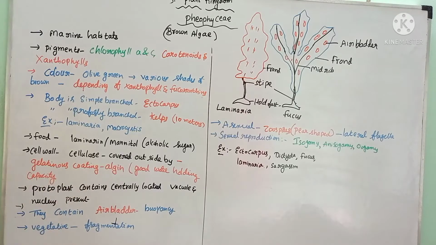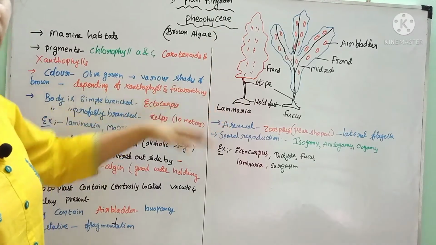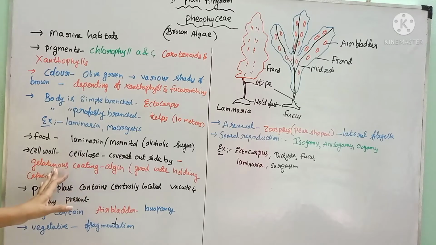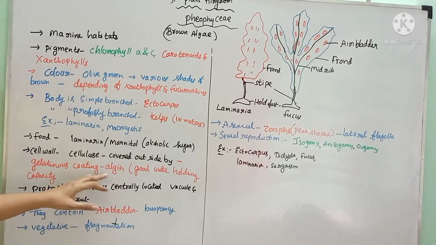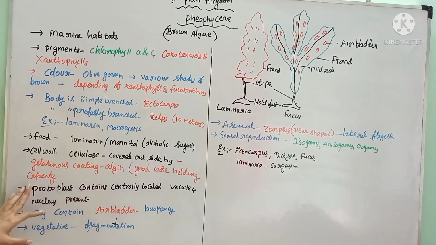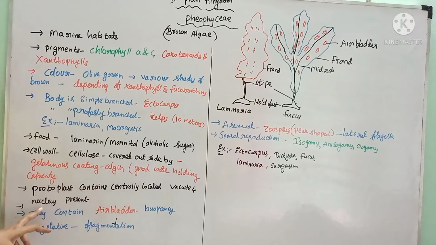The cell wall of this organism is made up of cellulose, and outside it is covered by a gelatinous coat, which is called algin. Because of this algin, these algae are highly slippery and sticky in nature, and these algae have a good water holding capacity. In the protoplast, a centrally located big vacuole is present and a nucleus is also present.